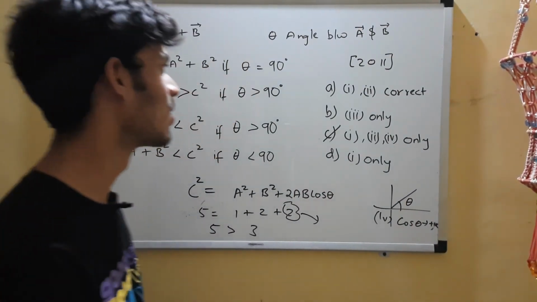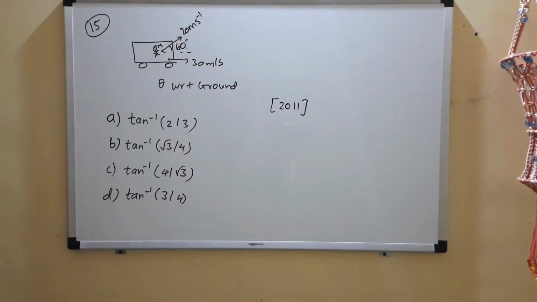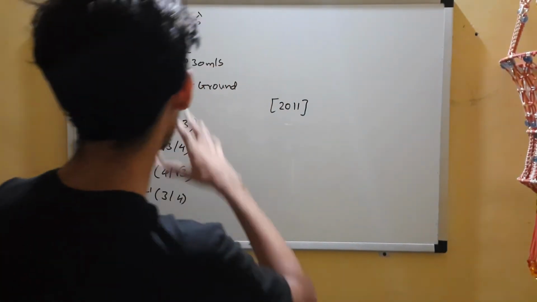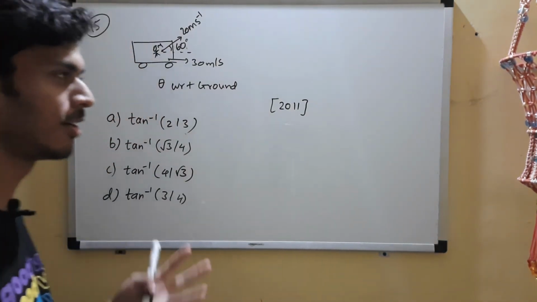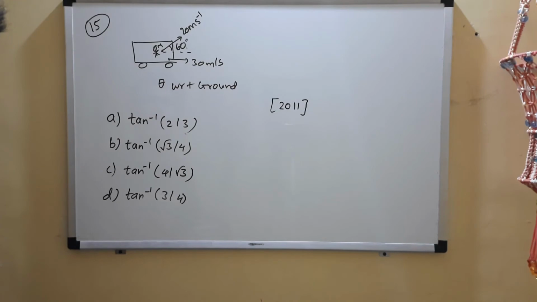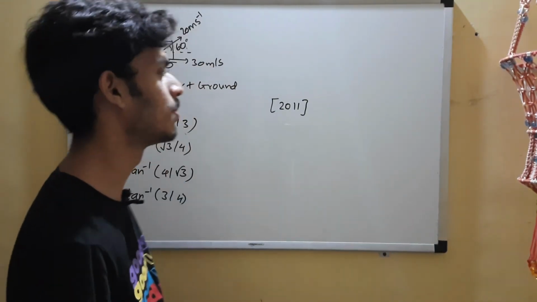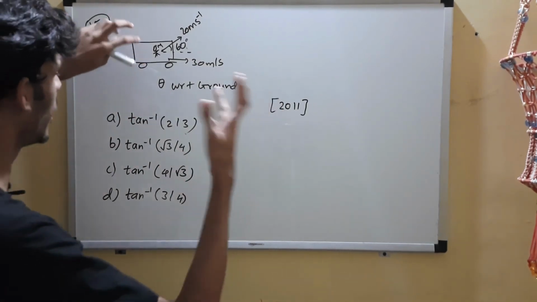So let's move to the next question, which will hopefully be the last one. Question 15, the last question for the day, is from BITSAT 2011. You can see that it's based on relative projectile motion, or relative motion in two dimensions. You have a bus over here which is moving with a speed of 30 meters per second, and in there you have a man who looks more like an octopus.